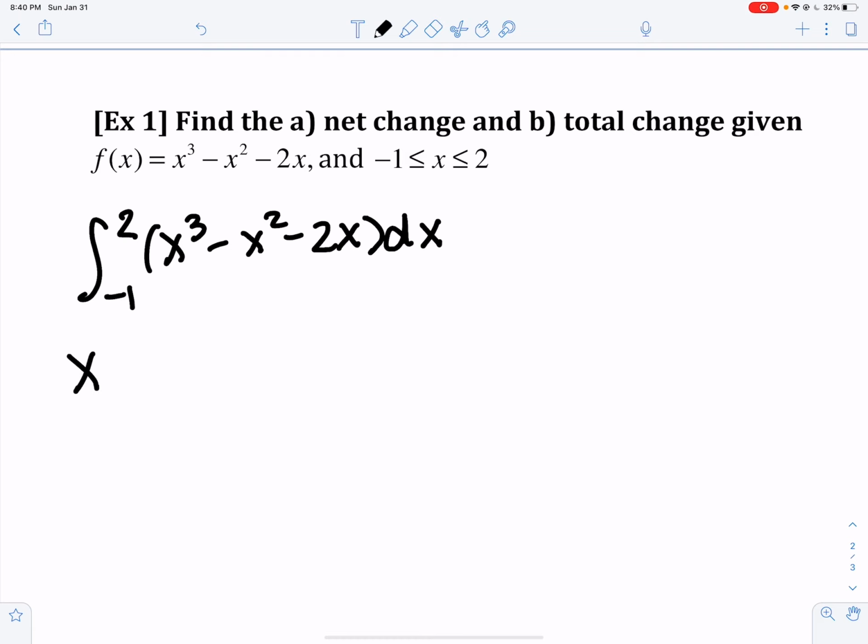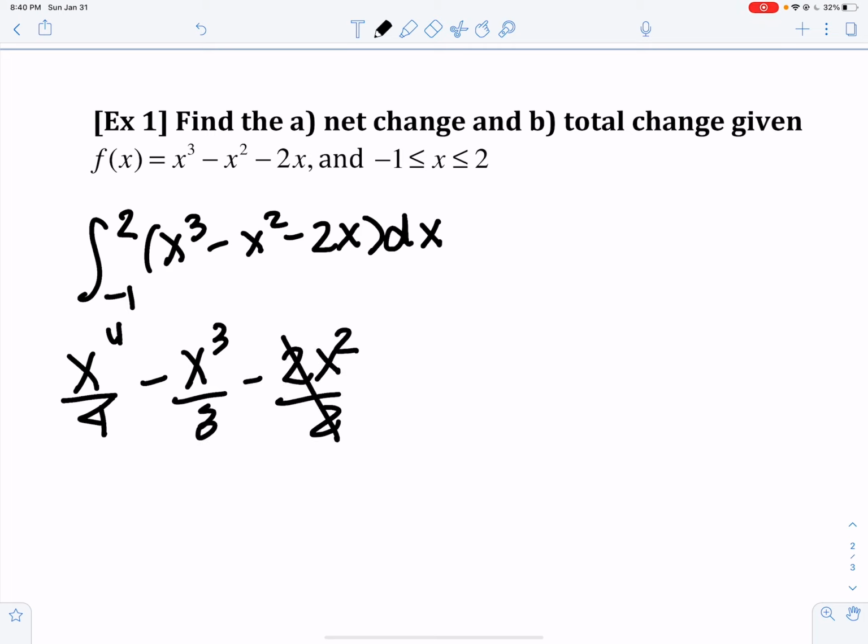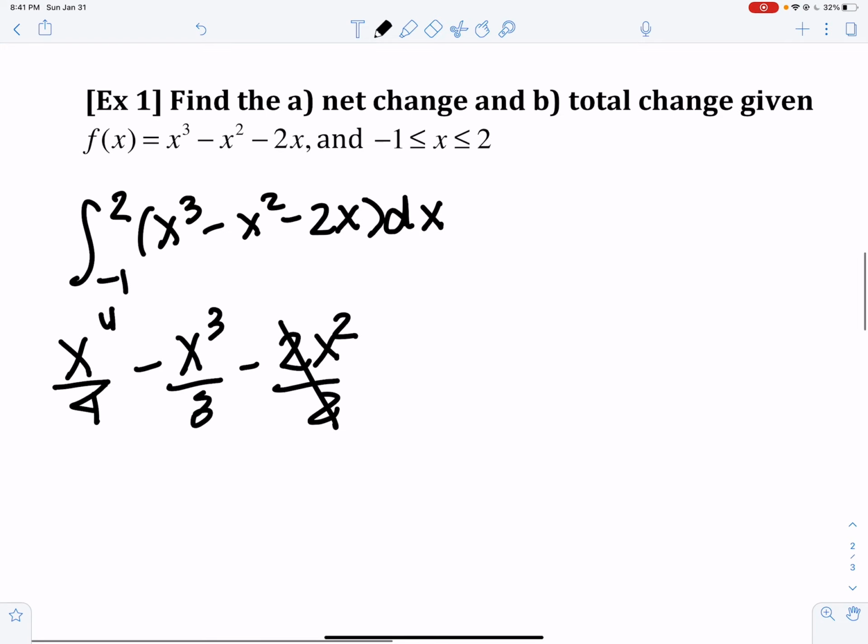And this is just x to the 4th over 4 minus x cubed over 3 minus 2x squared over 2. That just ends up canceling. Okay, so then you just plug in and simplify, or not. You don't have to simplify. Remember, it's an AB test. You can leave it all as fractions, but you're going to plug in -1 and 2.